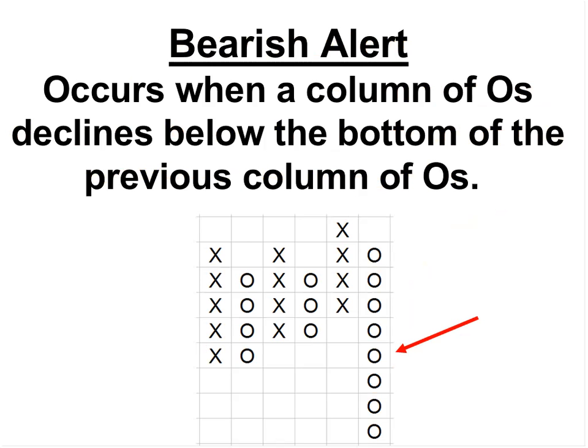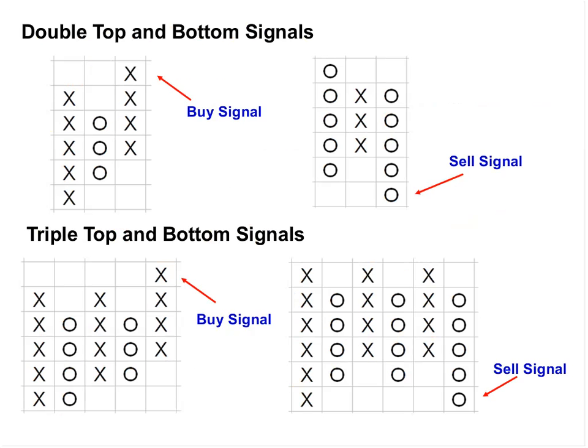Real simple. It occurs when a column of O's declines below the bottom of the previous column of O's. So here we have a column of O's going down. Okay, and right when we get to this one, that signals a bearish alert because it decreased at least one box beyond the previous column of O's here. See that? So that was a sell signal. That was a very clear sell signal, a bearish alert there.